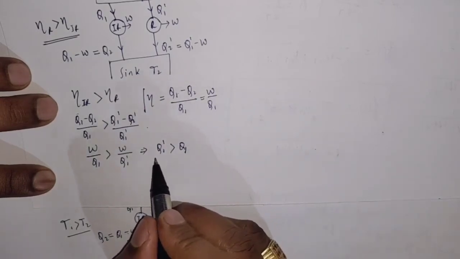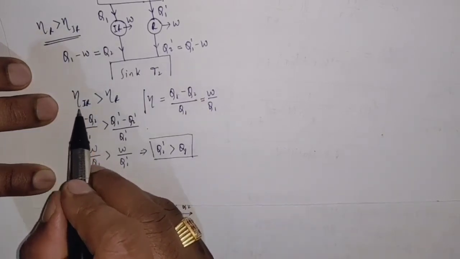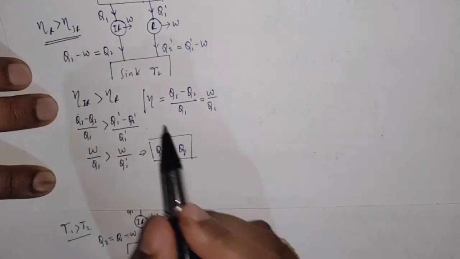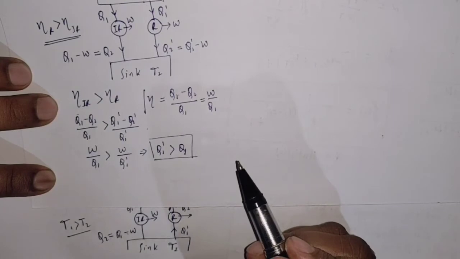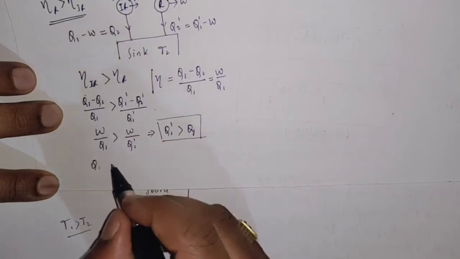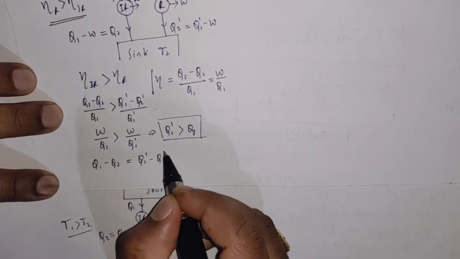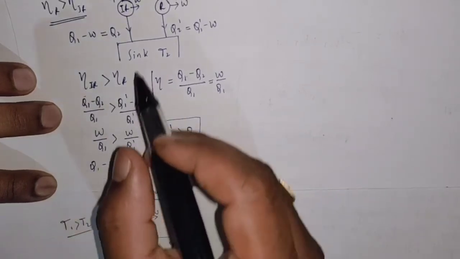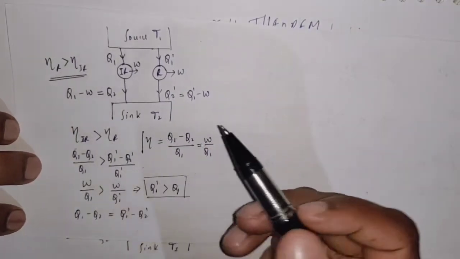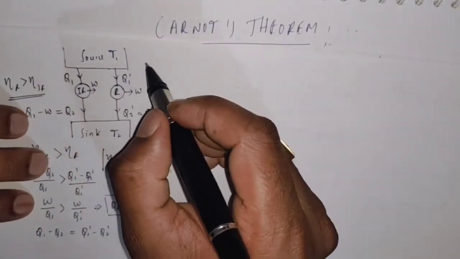Finally, we are left with this equation. When we consider that the efficiency of the irreversible heat engine is greater than that of the reversible heat engine, or we can write it as Q1 minus Q2 is equal to Q1 dash minus Q2 dash, because the amount of work done is the same. Okay, this is the first situation.